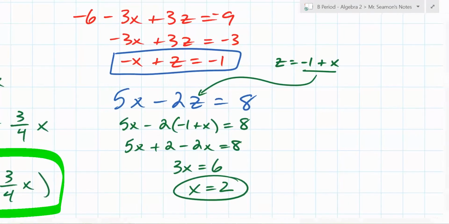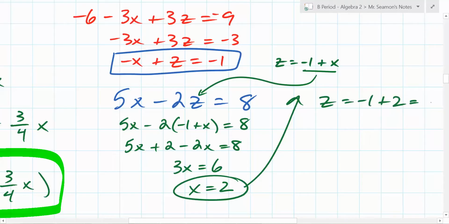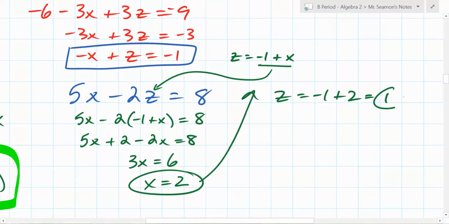So now you just work backwards. Now you know that x equals 2. Can you tell me, Chris, where do I plug in x equals 2 to get z? Look at the board. Where can I plug that in immediately? Exactly. We can take this and plug it in right there. So what's z equal? Negative 1 plus 2, which is 1.